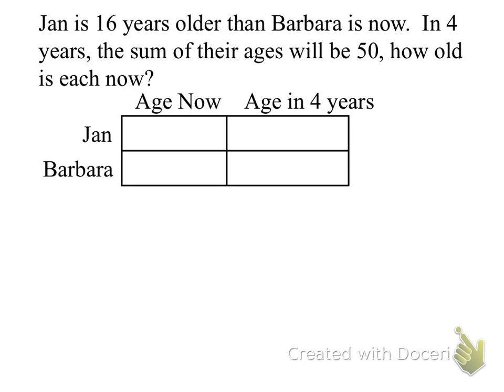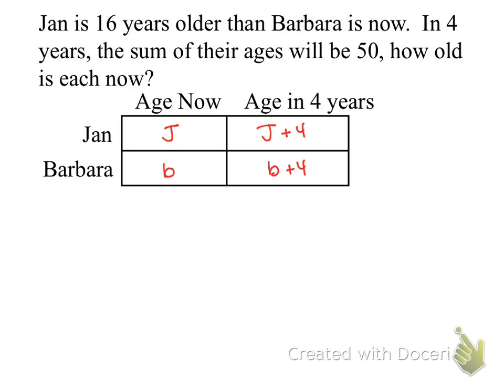Let's give her a name. We don't know how much she is. Yep, X. Or how about J for Jan? I like J. What are we going to call Barbara? B. Okay, that's their names now. How would I call Jan in 4 years? J plus 4. How do I call Barbara in 4 years? B plus 4. Good.